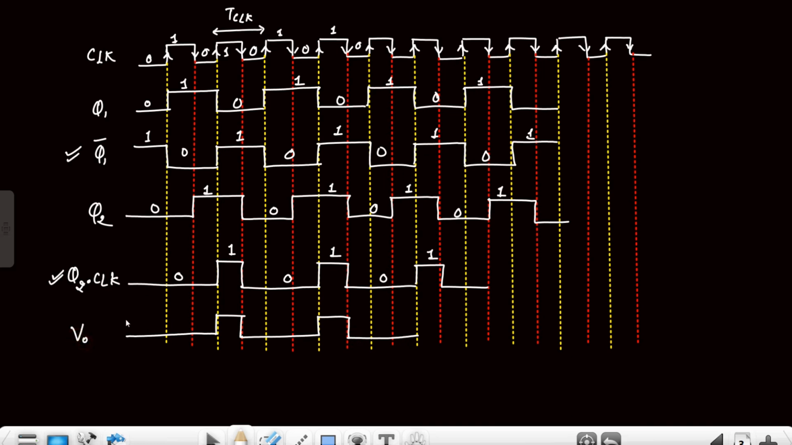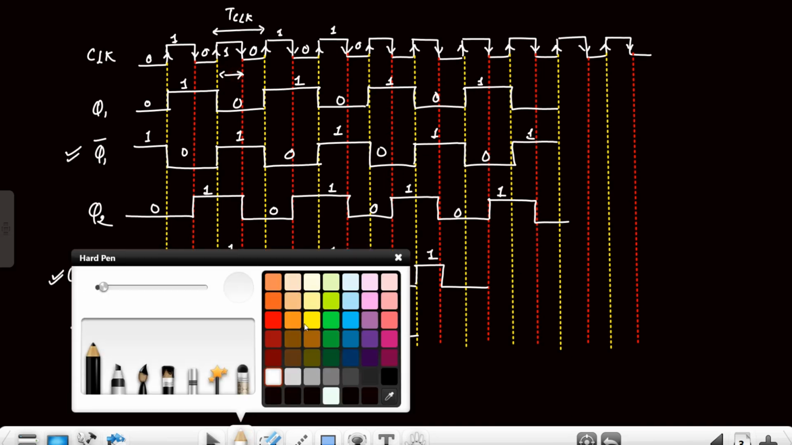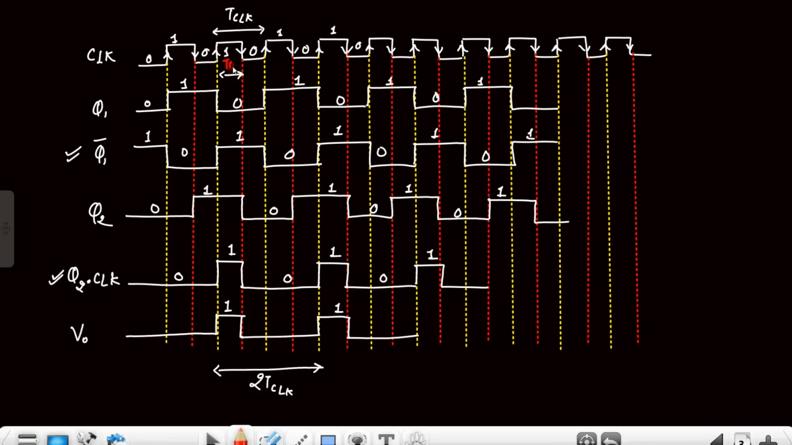So this is the V0, and the time period of this V0 is this, because it is repeating after this. This is the T total, which we will calculate in terms of T clock. See, this is the T clock, so this is 2 T clock. So it will be 2 times T clock, and this much is simply the half clock period, so it is T clock divided by 2.